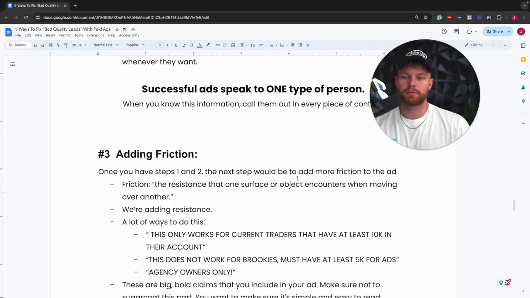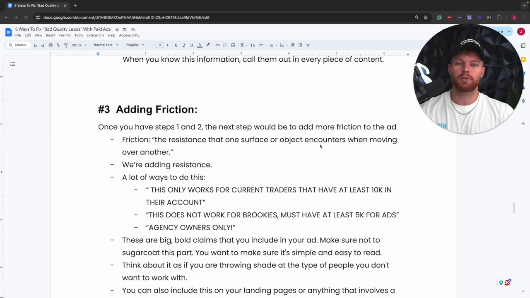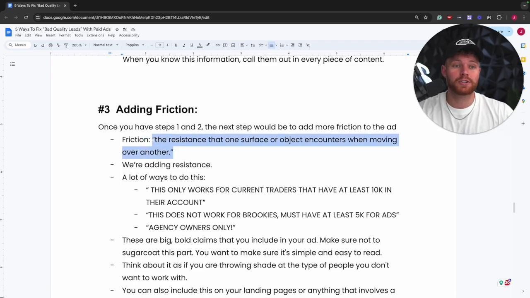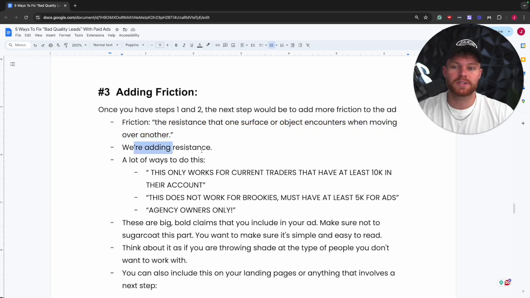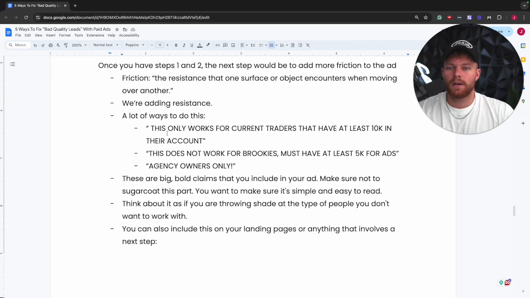The next, number 3, is adding friction. Once you have steps 1 and 2, the next step would be to add more friction to the ad. Friction is by definition the resistance that one surface or object encounters when moving over another. So we're adding resistance, which is basically the same thing as friction here. A lot of ways to do this is by calling them out in your ideal ad. We'll use traders for this example, right? This only works for current traders that have at least 10K in their account.